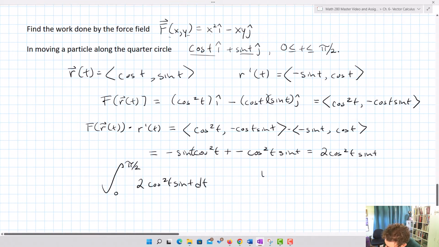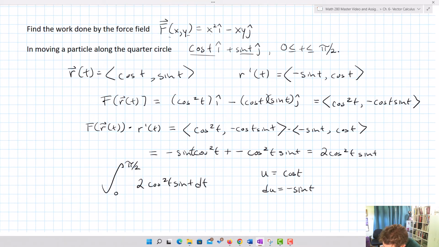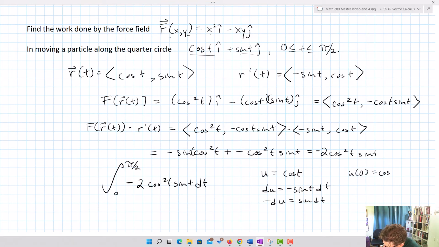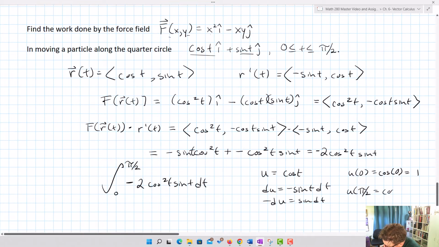And just a quick u substitution, we'll let u equal cosine t, du is going to equal negative sine t dt. Oh, by the way, this is a negative, pardon me, negative sine t dt. So this gives me negative du equals sine t dt. I'm actually going to change my bounds. So I'm going to have u of 0, which equals cosine of 0 equals 1, and u of pi over 2, which equals cosine of pi over 2, is going to equal 0.